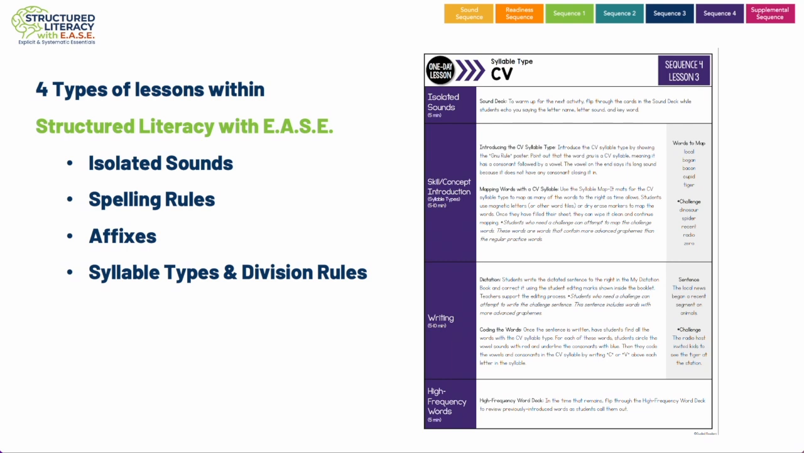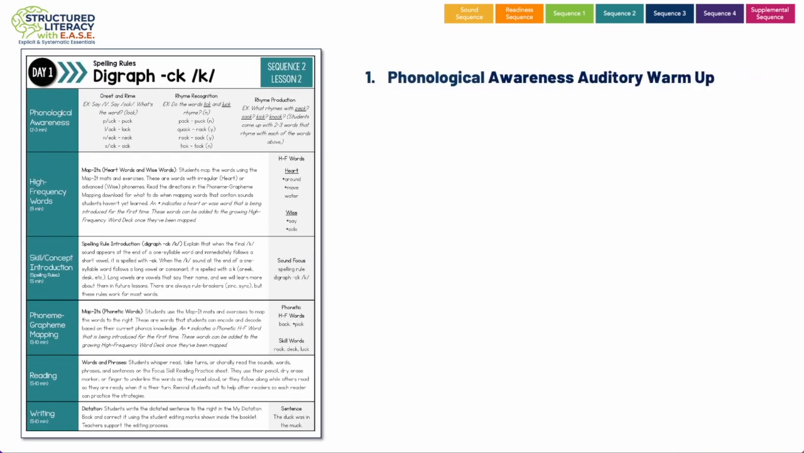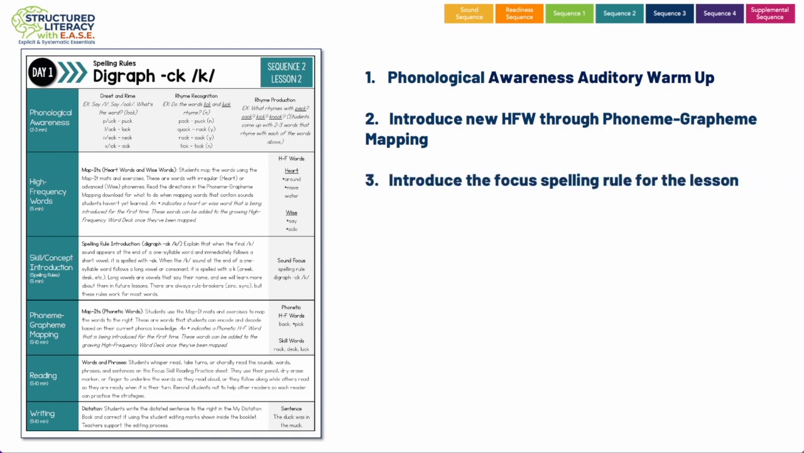In last week's video, we showed you an example of an isolated sounds lesson. So today, we're going to show you a sample of a spelling rules lesson. Our spelling rules lessons are 4-day lessons, and each day begins with a phonological awareness auditory warm-up. Then we move into introducing our new high frequency words through phoneme grapheme mapping. Whenever we are introducing a new skill, like a spelling rule or an isolated sound, everything is through phoneme grapheme mapping. So this again is day 1.